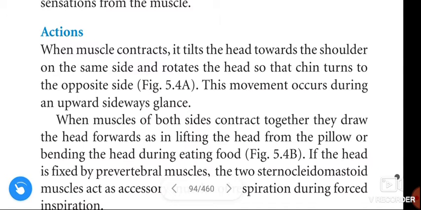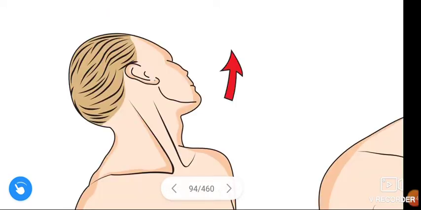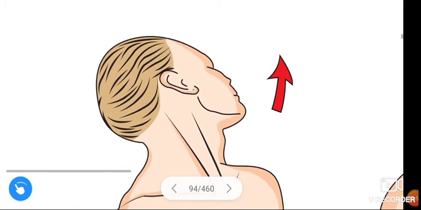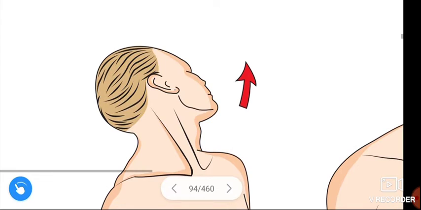Okay, I will show you the figure, you may get clarity. See this figure. If you see this person, the head turns to the left side and the chin turns to the right side. Are you able to get it?